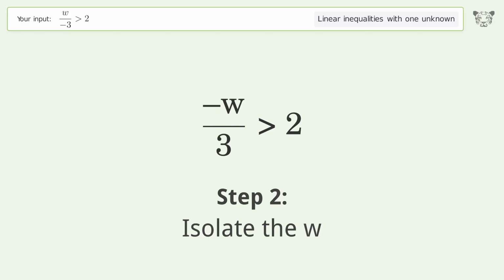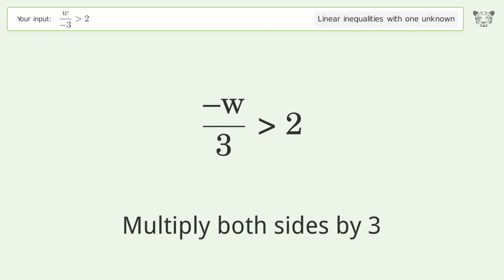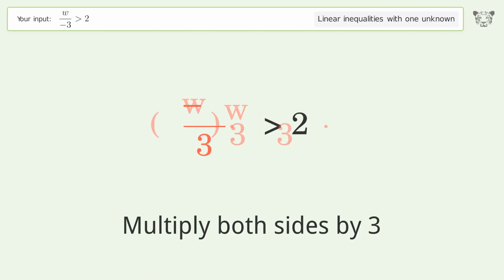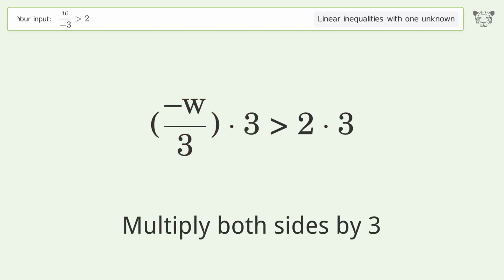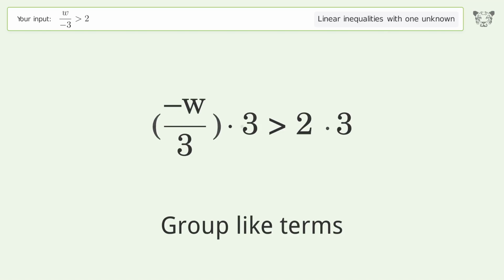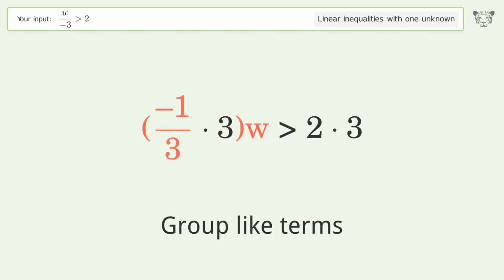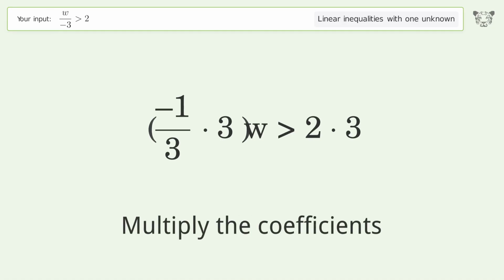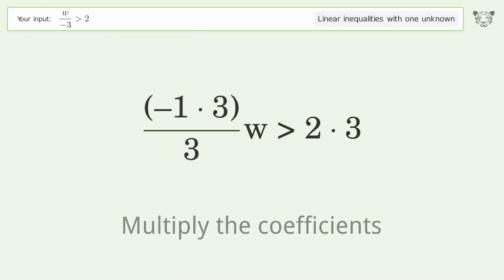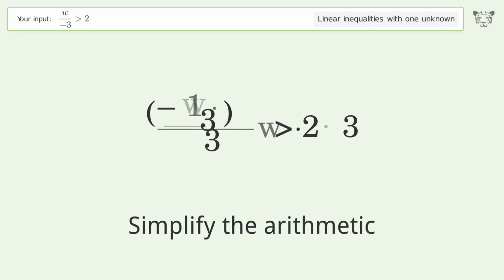Isolate the W. Multiply both sides by 3. Group like terms. Multiply the coefficients. Simplify the arithmetic.